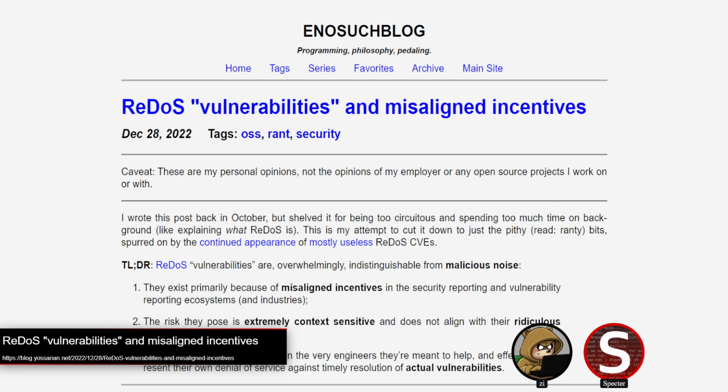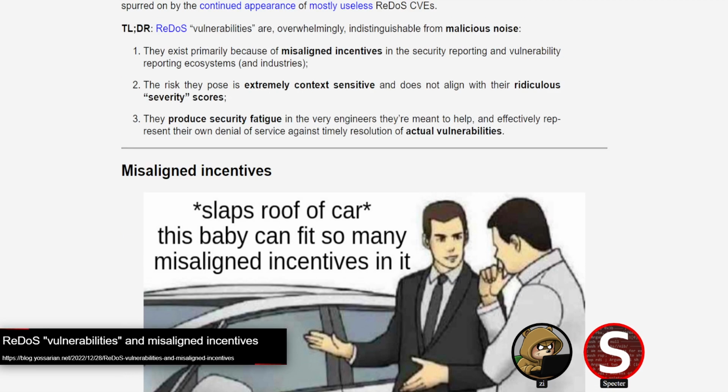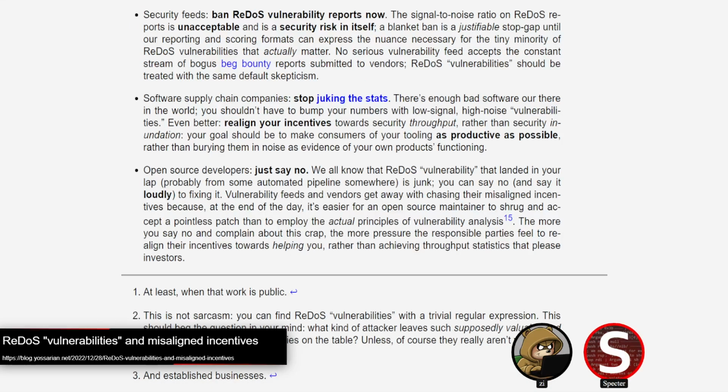Well, for sure. We kind of talked about this before, but I don't really like CVSS in general. I do notice it and take note of it, but in a lot of cases, I think it falls short. But the other important point that's brought up here is the security fatigue aspect. One of the central points of the post is that the signal to noise ratio on ReDoS reports is unacceptable and a security risk in itself.